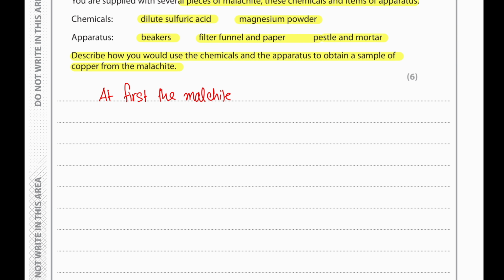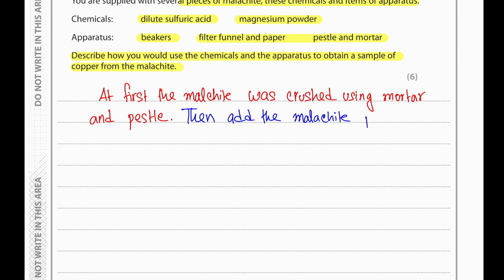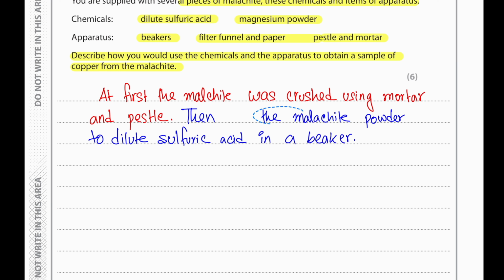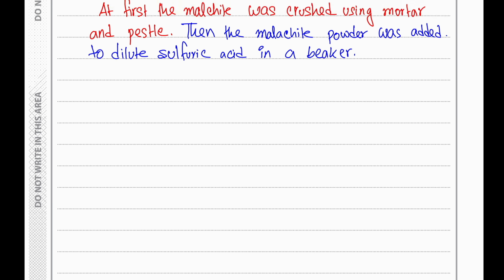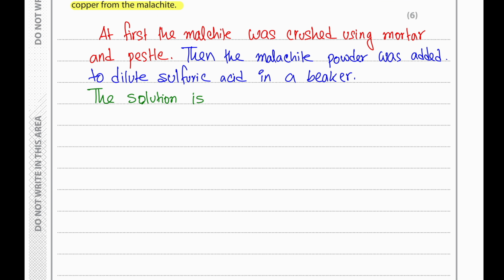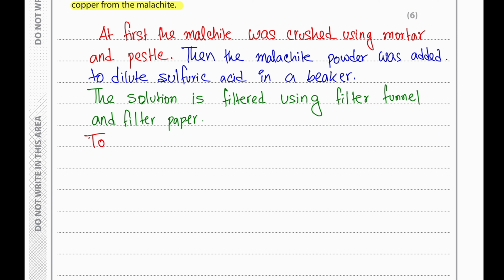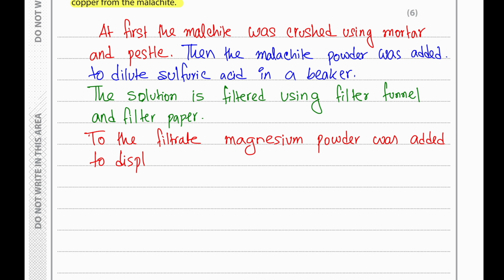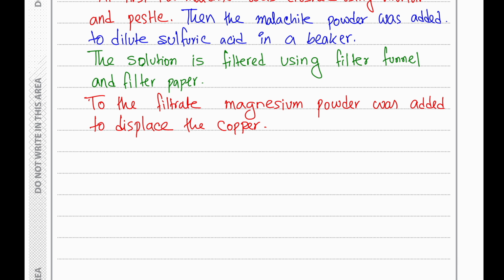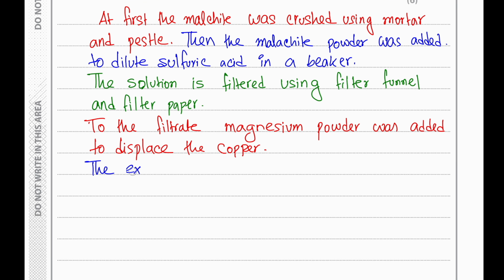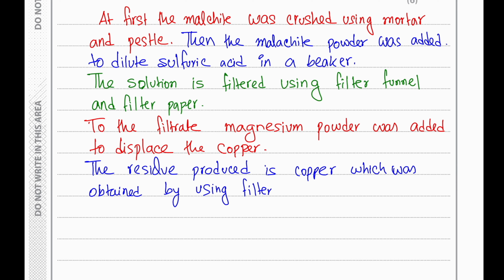So our first step will be to crush the malachite into powder using the mortar and pestle. Once it is powdered, we will add the malachite powder to dilute sulfuric acid in a beaker, and then we are going to use a filter funnel to filter the solution. Once we filter the solution, we will add magnesium powder to that filtrate. Since magnesium is more reactive than copper, it will displace the copper from the copper sulfate and produce magnesium sulfate, and copper metal will be produced. Then we will remove the residue of copper by filtration. Once we filter and remove the copper, our experiment will be finished.